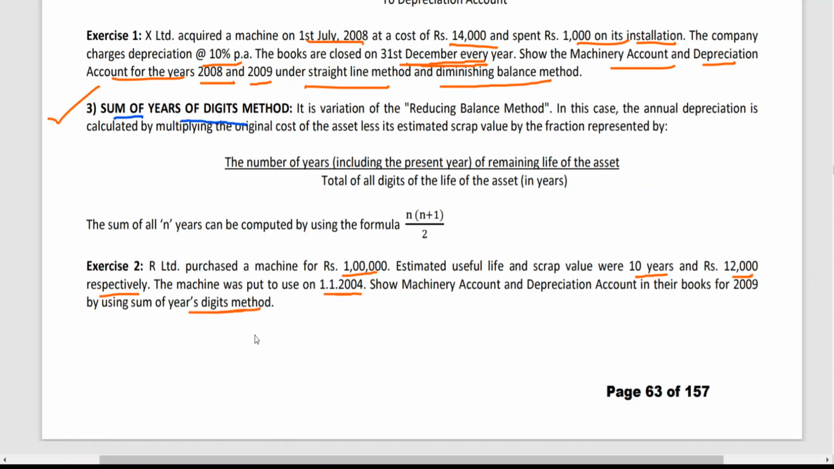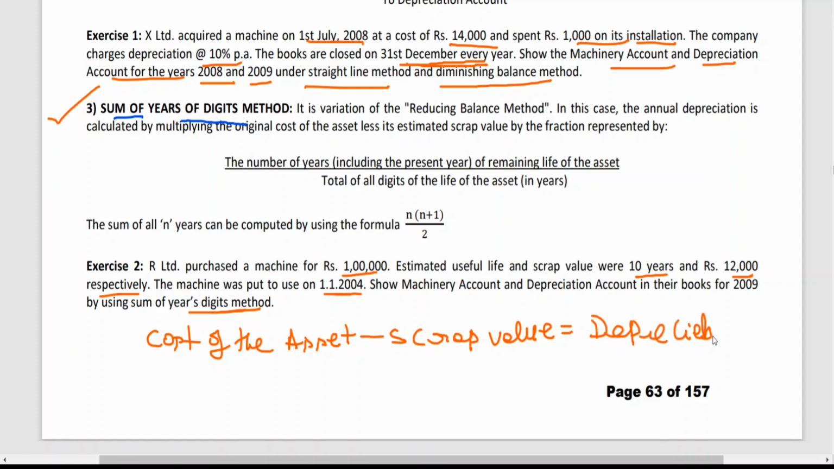Whenever you want to calculate annual depreciation in the sum of years digits method, first, point number 1, we need to have cost of the asset minus scrap value is equal to depreciable amount. This is point number 1. I'll do one thing. Cost of the asset 1 lakh, scrap value 12,000, depreciable amount 88,000. This is point number 1 you should do.